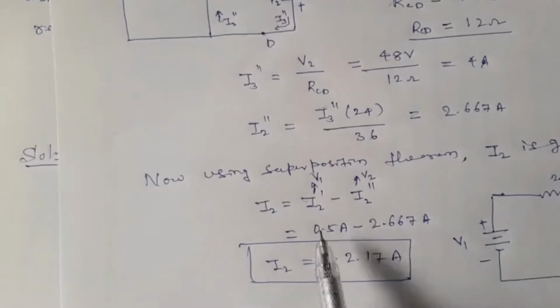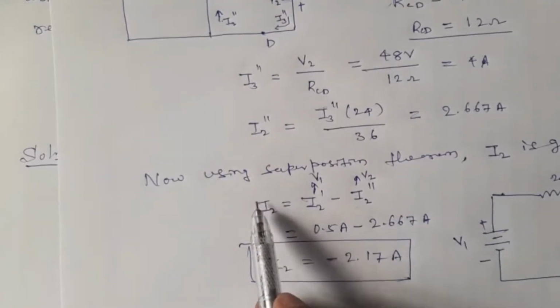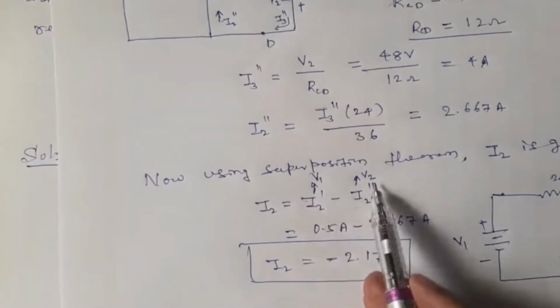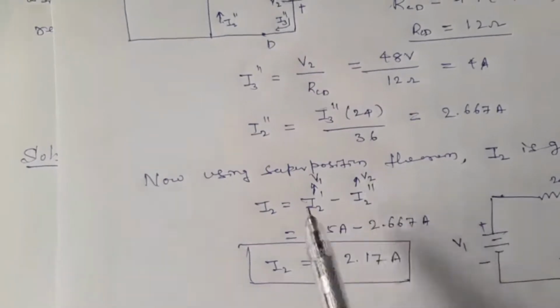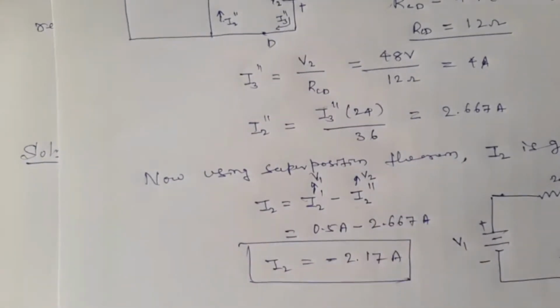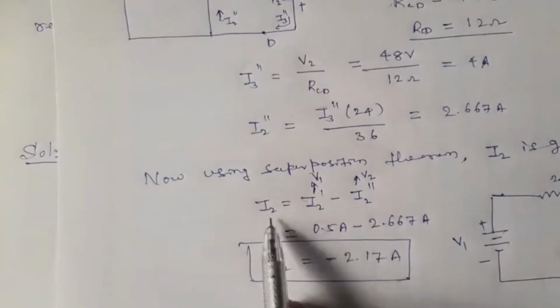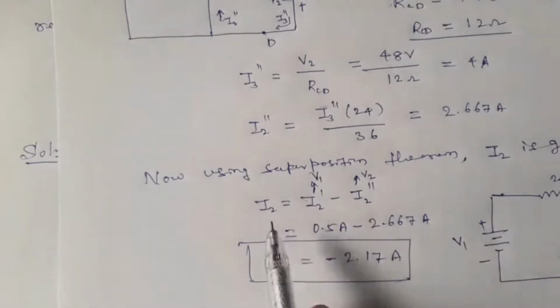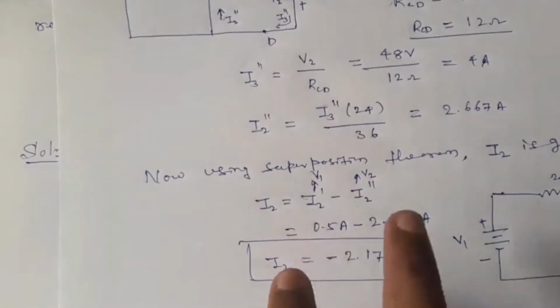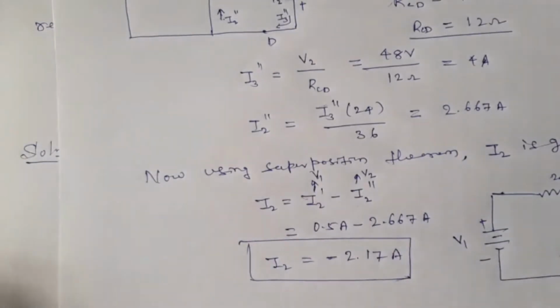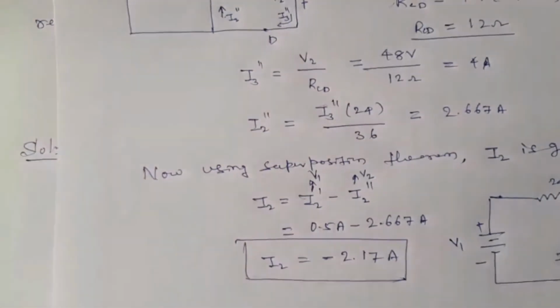If I want I2 positive, then V1 should be more than V2. If V1 is more than V2, then we can get I2 positive. Just by increasing V2 more and more, we can make I2 negative. By increasing V1 more and more, we can make I2 positive. We can understand this effect because there are only two sources. When there are n number of sources, we can understand each and every source's effect, and accordingly we can adjust the values inside the network. That is one of the very important applications of the superposition theorem.